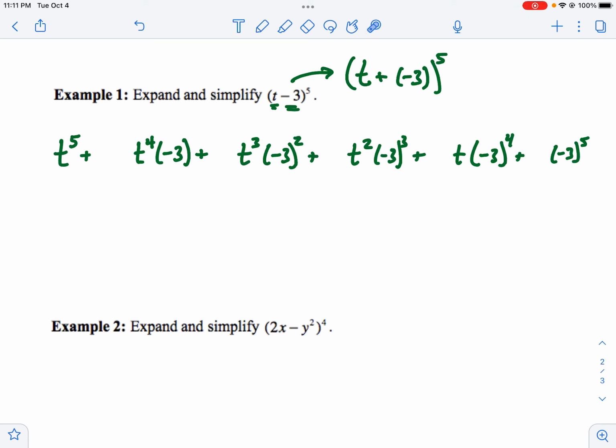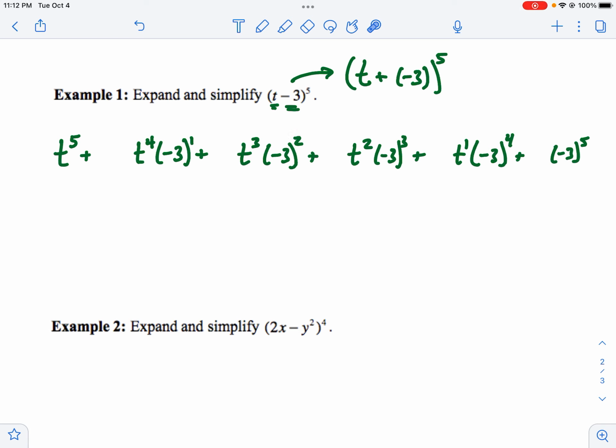One other thing to notice that if I go ahead and write the 1 in on these powers, notice that the power here is 5. If I add these two powers, 4 and 1, I get 5. 3 and 2 is 5. 2 and 3 is 5. 1 and 4 is 5. 5, right? So these will always add up to whatever the power is that you're raising it to. So that's just a nice little check to make sure you're putting the right thing in there.